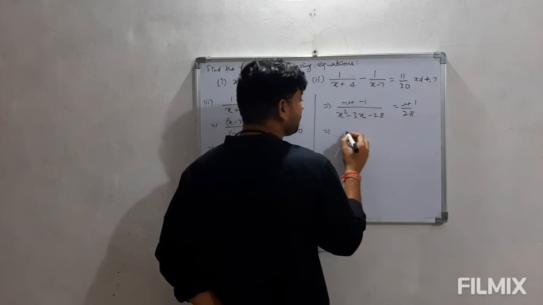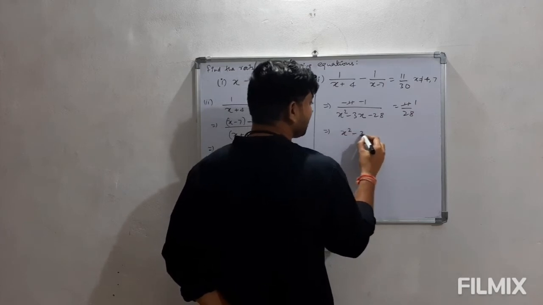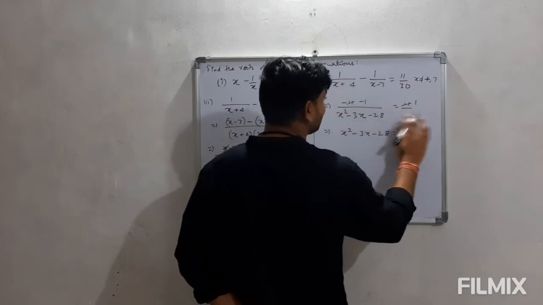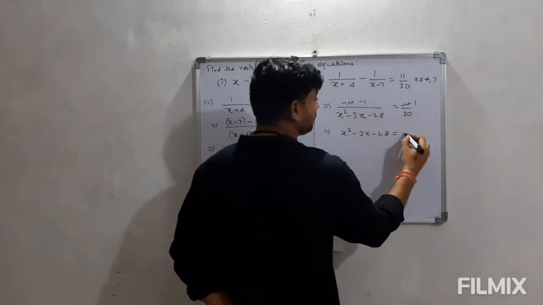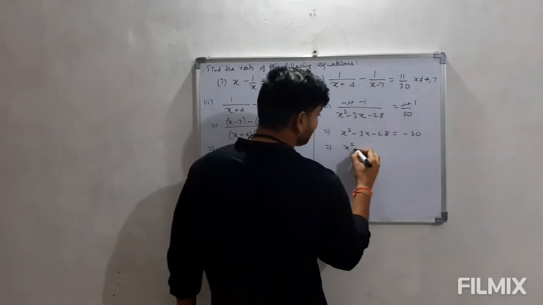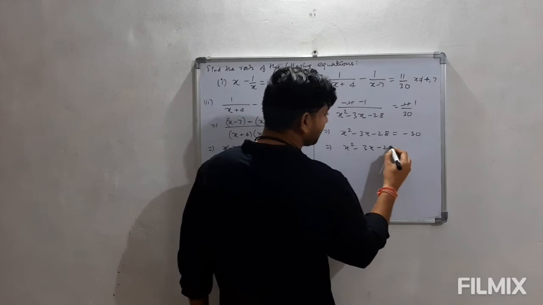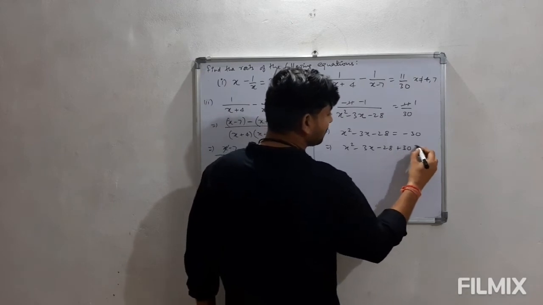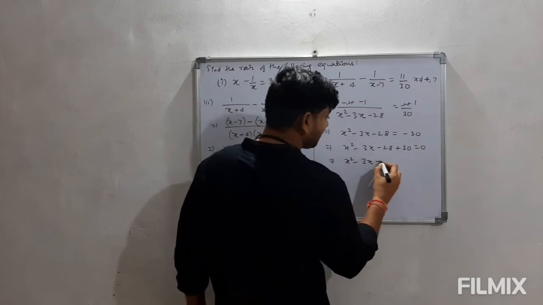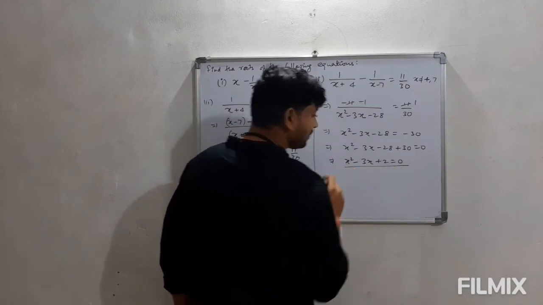Now again we have to cross multiply. So we are getting x square minus 3x minus 28 is equal to, here it was 30, so this will become minus 30, minus 1 multiplied by 30. So from here we are getting x square minus 3x minus 28. We will bring it to here, so this will be plus 30. When we solve this, we are getting x square minus 3x plus 2 is equal to 0.